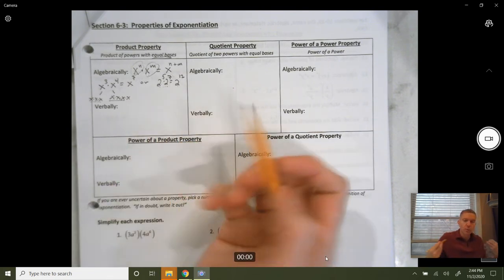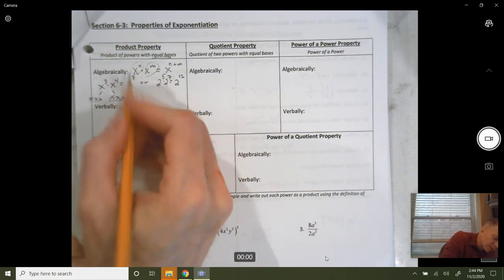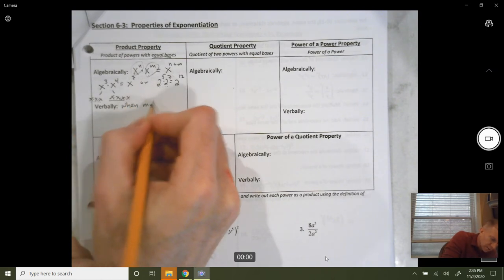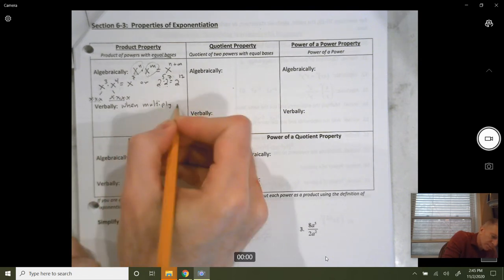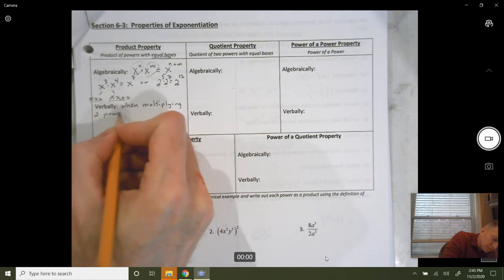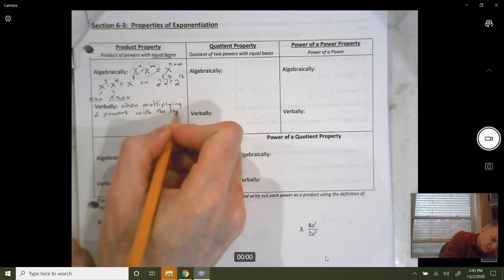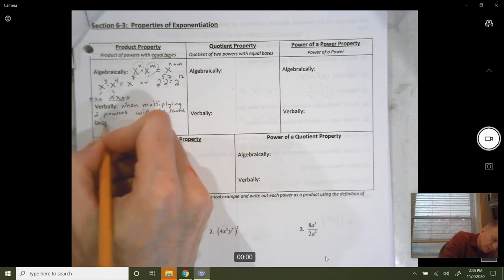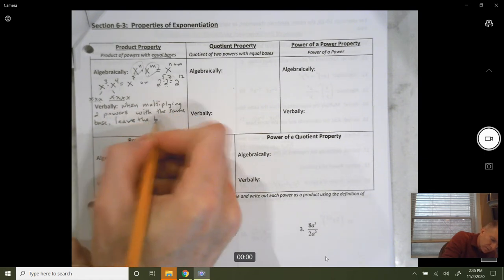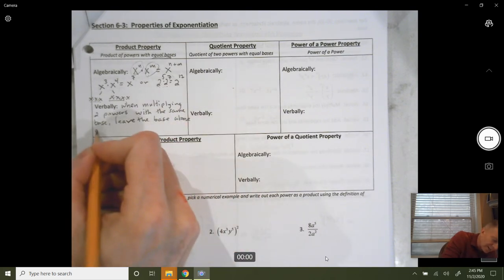Okay. Now, verbally, in words, how do we say what this property is? So, when multiplying two powers with the same base, and that's important, with the same base, you're going to leave the base alone and multiply, I'm sorry, and add the exponents.